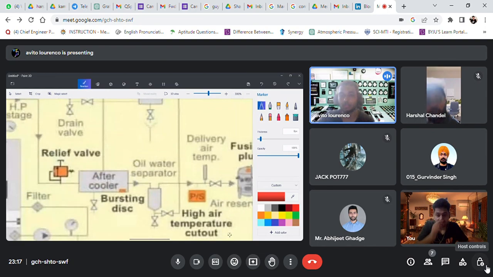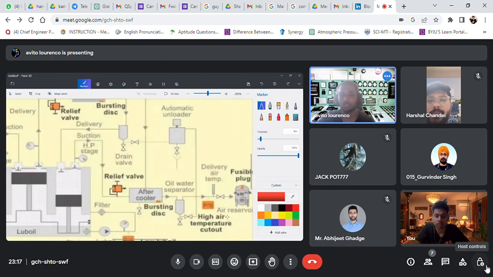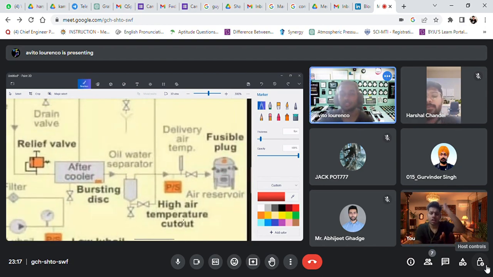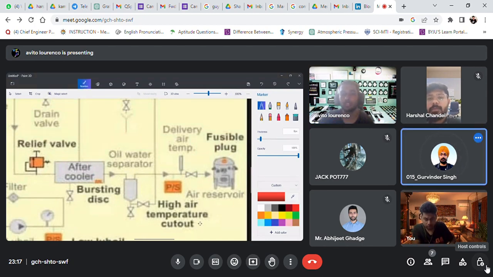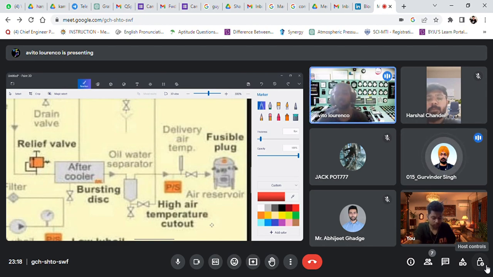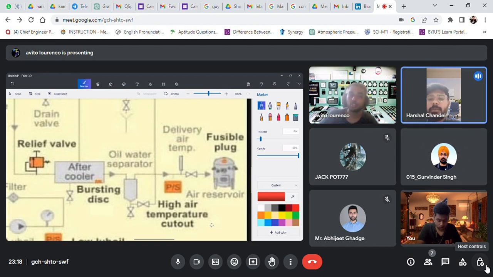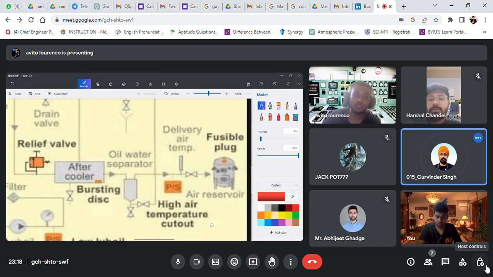Here we have a mention of high air temperature cutout. That is also counted in safeties in a compressor. Okay. So cutout means this is a trip, right? High air temperature. Maybe you can even call this a trip. High air temperature will just trip the motor which is running the compressor and stop the compressor. And the oily water separator again is just going to try to separate any sort of moisture.